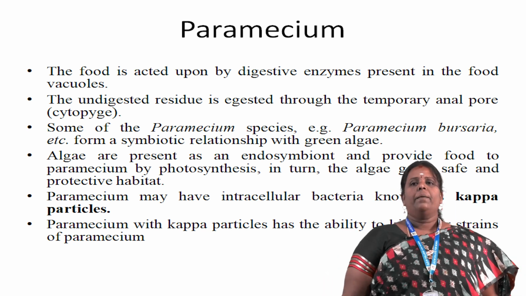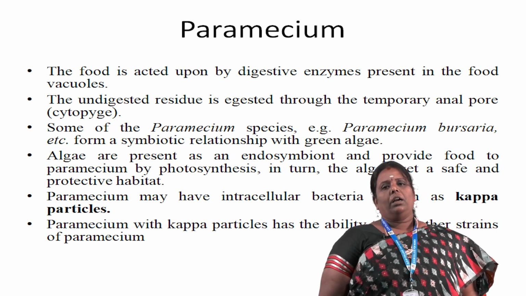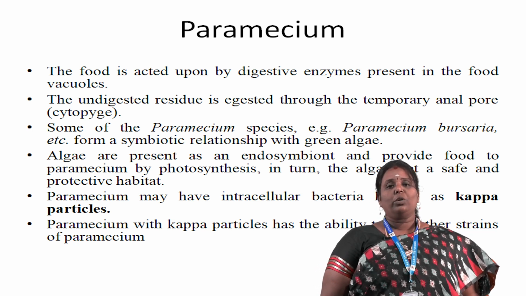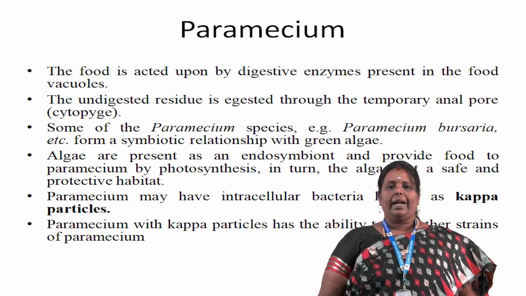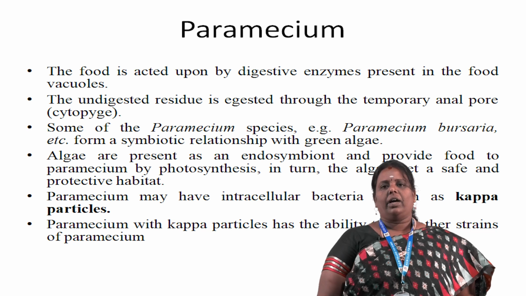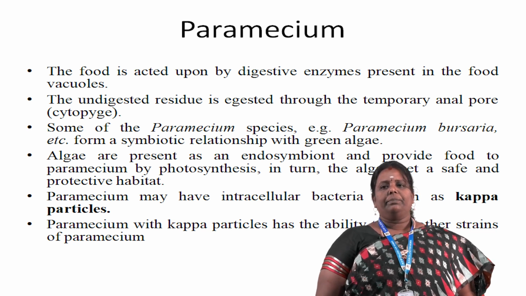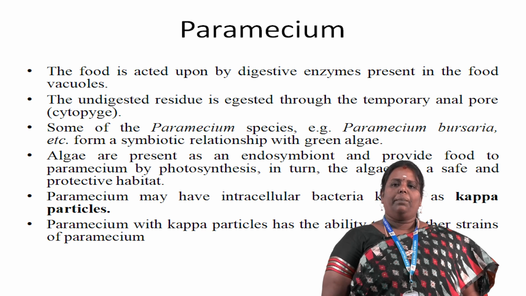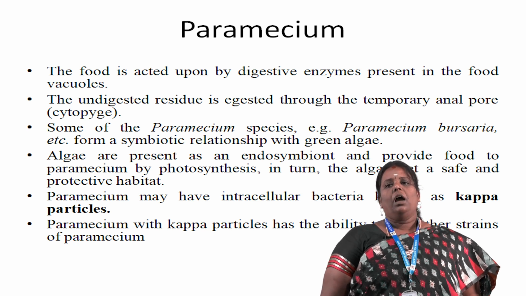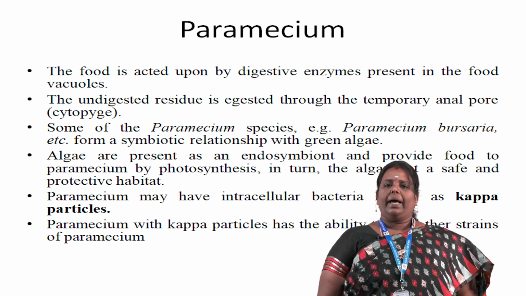The algae is one of the protozoa, or single celled organisms. Normally the algae is present as an endosymbiont. Two types of symbiotic organism occur, endo and ecto. Endo means inside of the organism, that is called endosymbiont. The Paramecium may have intracellular bacteria known as kappa particles. That is another aspect, the kappa particle. The kappa particle gives an ability to some strains of the Paramecium.